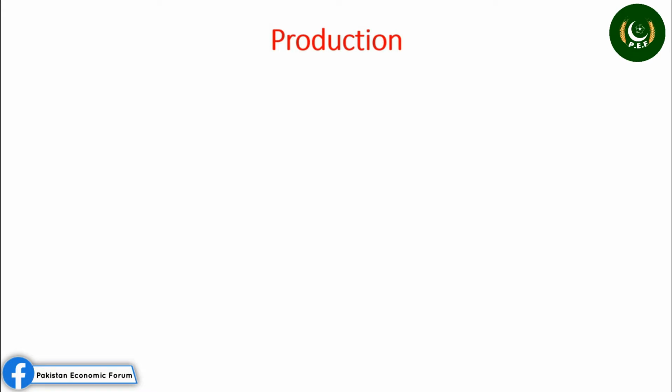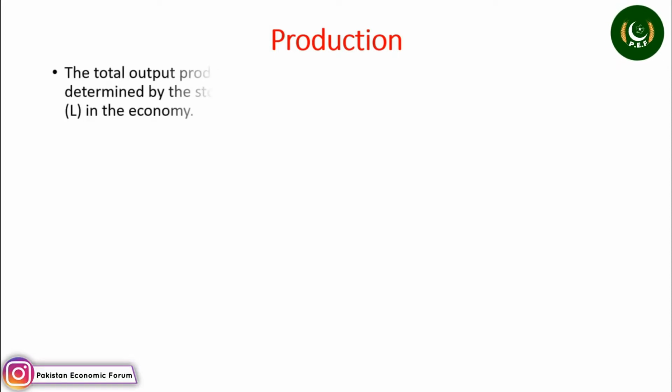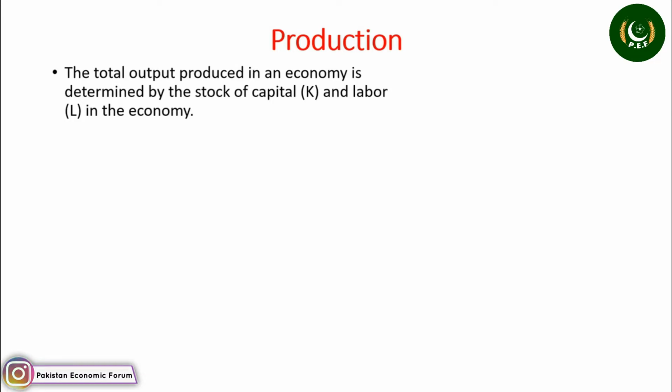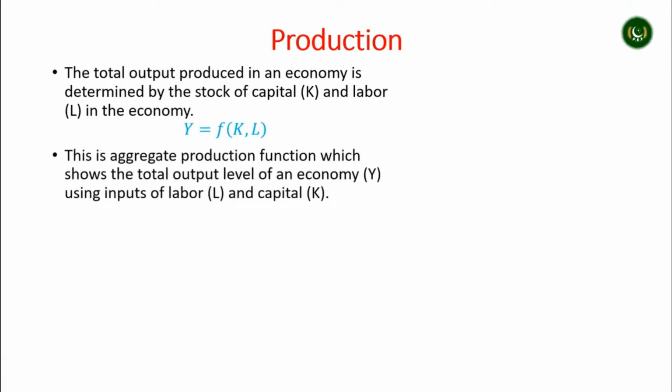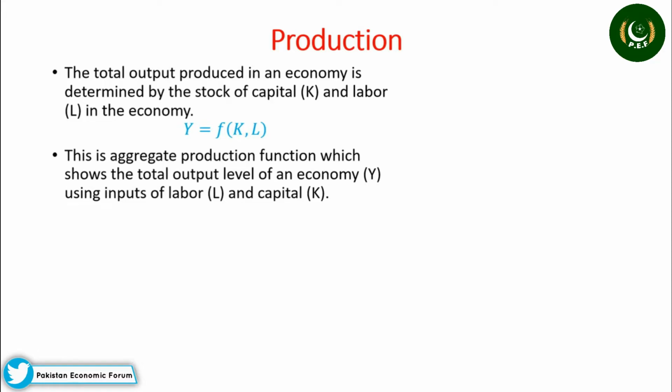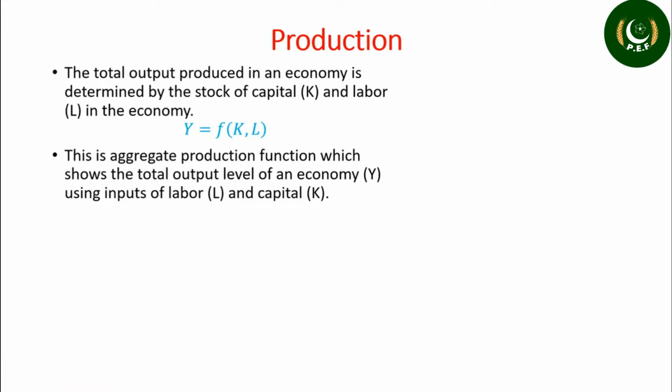Now we discuss aggregate production. Students, the total output produced in an economy is determined by the capital stock, which includes machinery, equipment and buildings, and the quantity of labor in an economy. This is the aggregate production function, which shows the total output of an economy produced by using inputs of labor and capital.